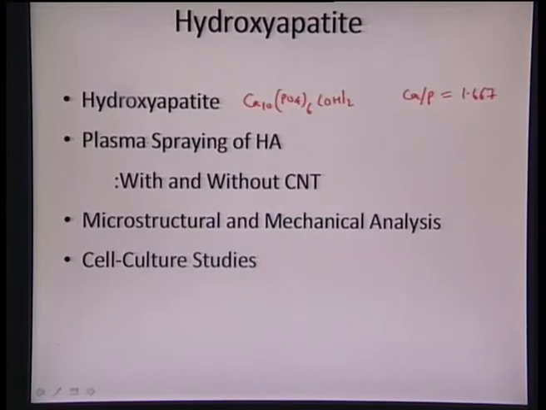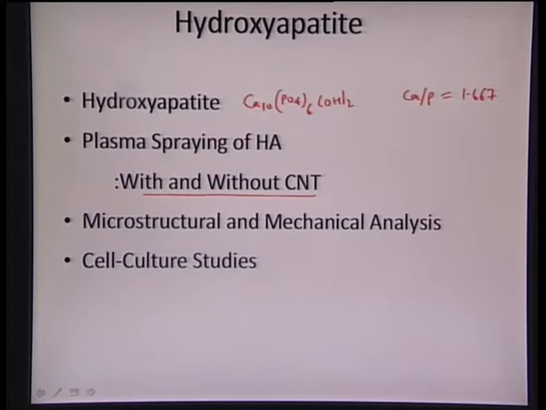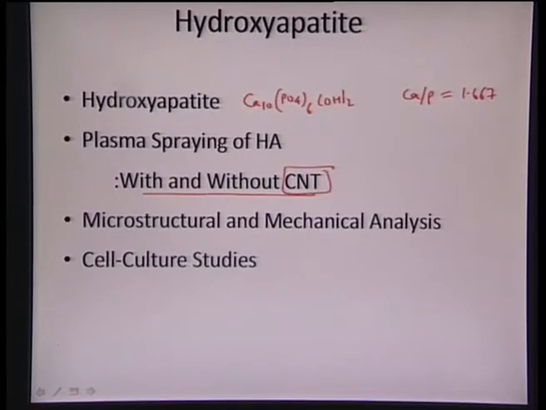Hydroxyapatite is well known as a very important material. It is described as Ca10(PO4)6(OH)2. It is an apatite structure with a calcium to phosphate ratio similar to that of bone, which is approximately 1.667. So hydroxyapatite is a well known biocompatible material with a Ca/P ratio of 1.67, and this material has been plasma sprayed with and without the carbon nanotube, denoted by CNT.